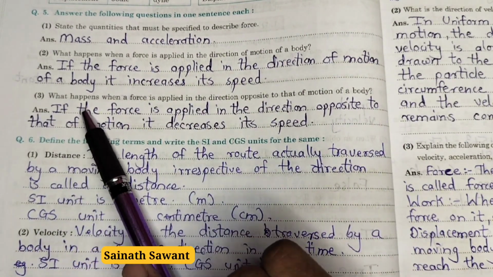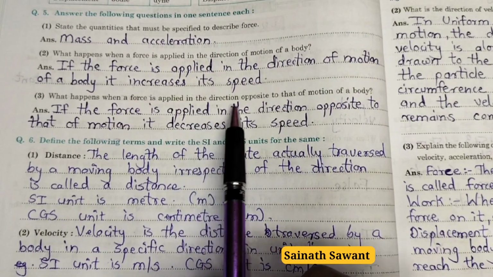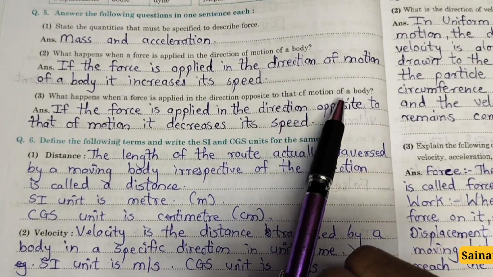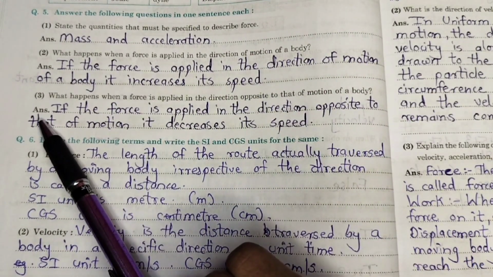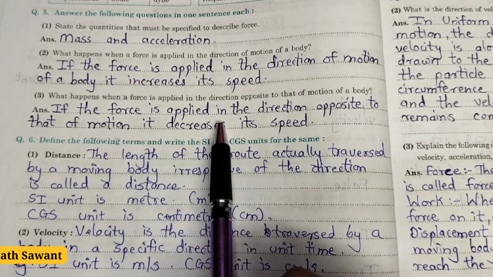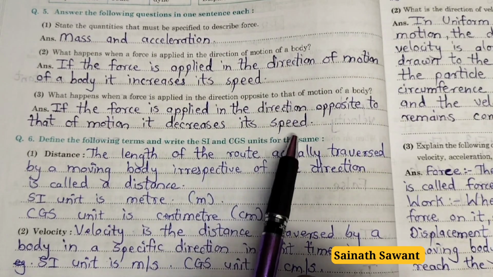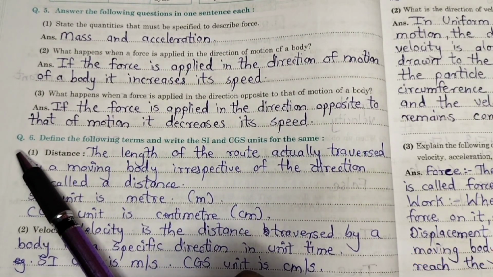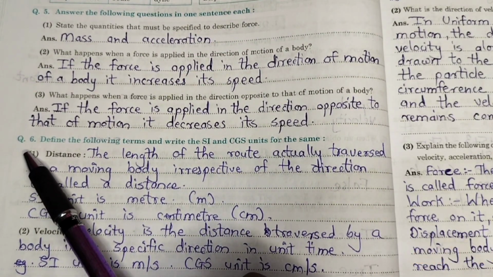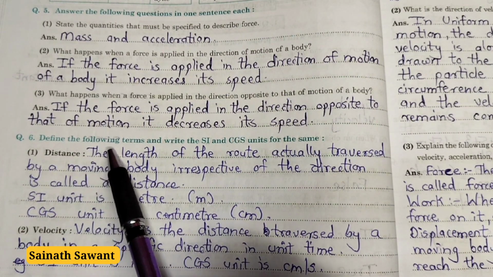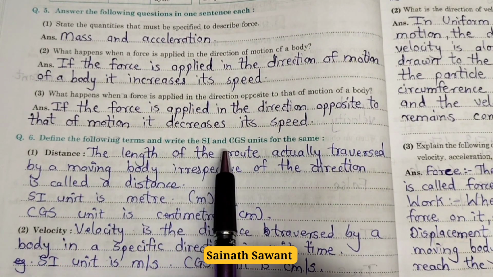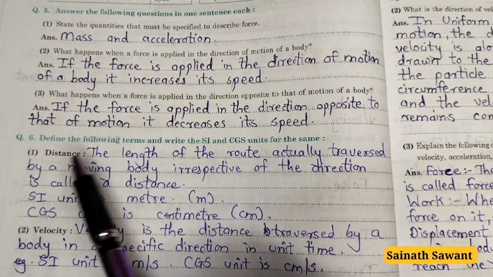Third, what happens when a force is applied in the direction opposite to that of motion of a body? Answer: if the force is applied in the direction opposite to that of the motion, it decreases its speed. Question number 6. Define the following terms and write the SI and CGS units for the same.